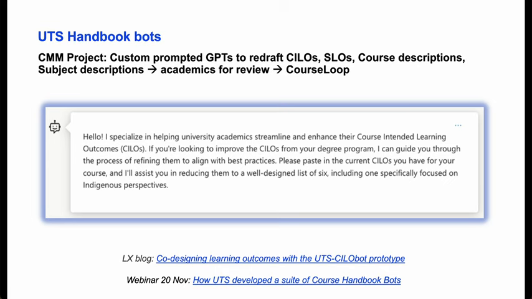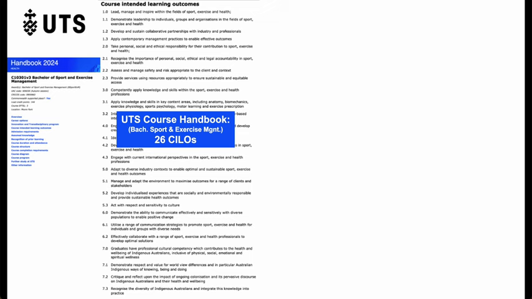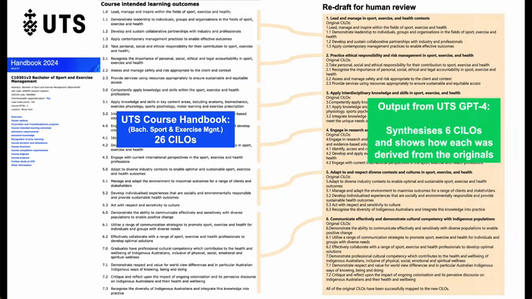So we created SiloBot, which was one of a family of handbook bots. And the SiloBot would take the list of silos here on the left and convert that into a list of 6 on the right, which you can see here. And underneath, part of its custom prompt was to make sure that it showed its thinking. How did you map the originals to these new 6? And you can see it includes one which has to do with cultural competency with Indigenous populations.